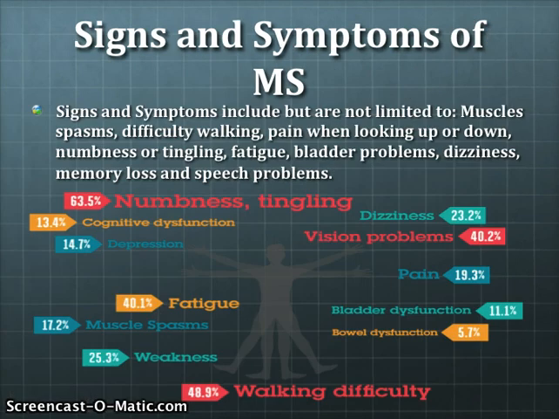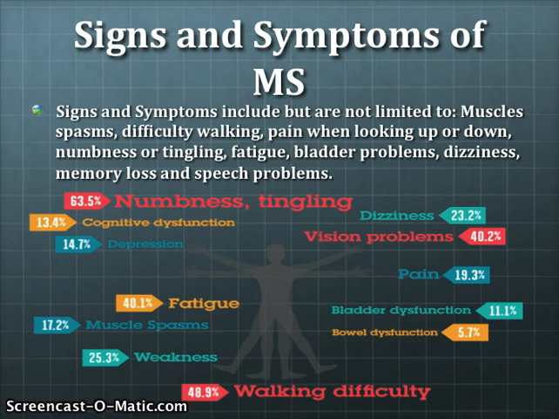Some signs and symptoms are muscle spasms, difficulty looking up and down, which is really painful, and then some difficulty walking, some numbness and tingling, as I stated earlier, in your arms and your legs, fatigue, bladder problems, dizziness, memory loss, speech problems, and also in this really awesome picture I found, it shows the percentages of people who have these. There's also depression, cognitive function problems, and many other problems besides what I have on the screen.